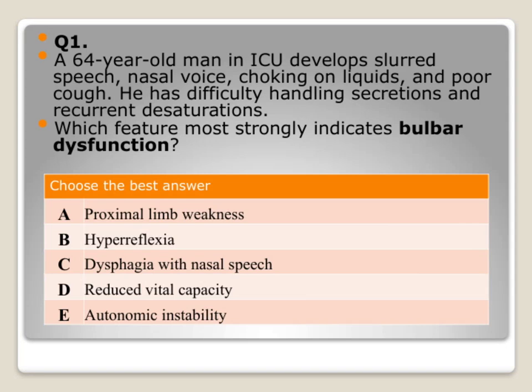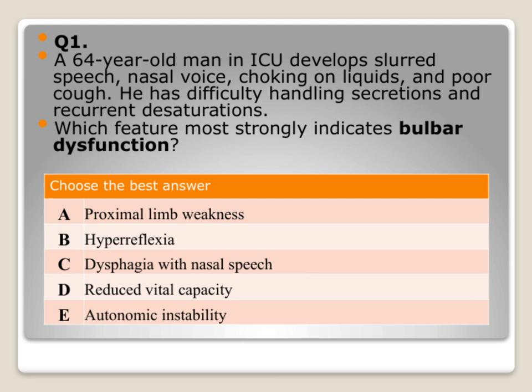Let's look at this case of a 64-year-old man in the ICU who's presenting with some concerning symptoms. He's showing signs like slurred speech, a nasal quality to his voice, choking when drinking liquids, and having difficulty managing his secretions. He's also experiencing recurrent drops in oxygen levels, which suggests some respiratory compromise. Now the question here is, which feature most strongly indicates bulbar dysfunction?